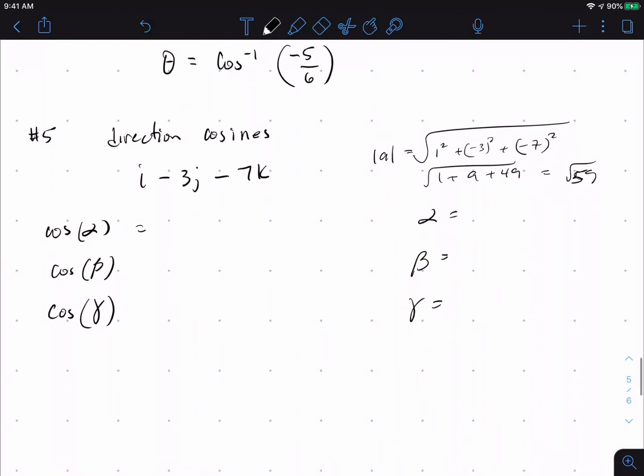Okay. Now what's going to happen here is cosine alpha. We need to remember that cosine of any of them is simply going to be, cosine alpha is going to be a1 over the magnitude of a. Cosine beta is going to be a2 over magnitude of a, and cosine gamma is going to be a sub 3 over magnitude of a. Did someone have a question?